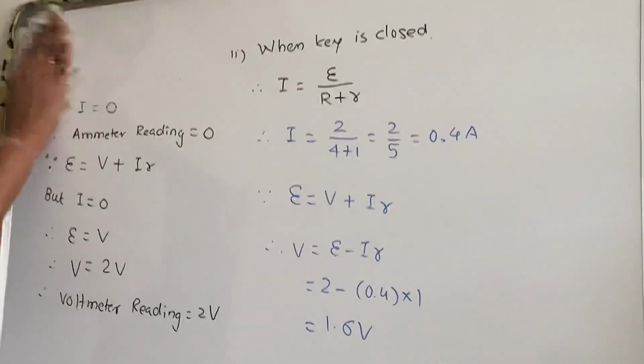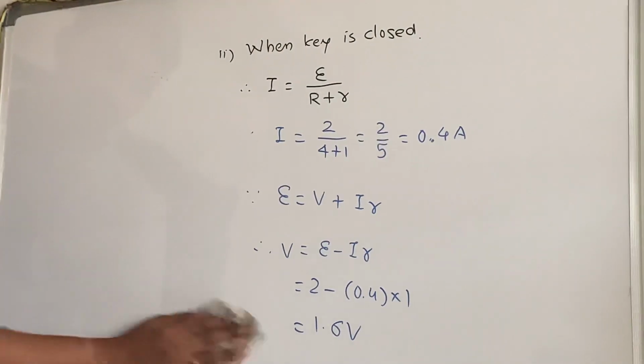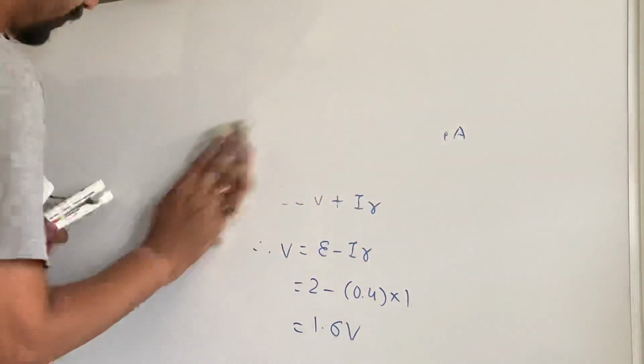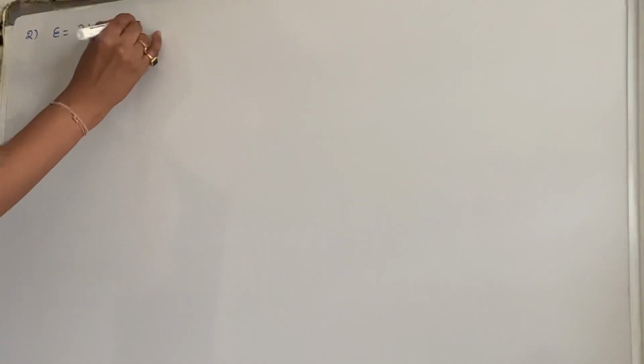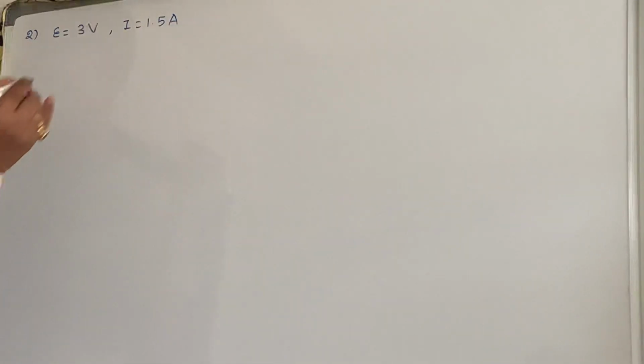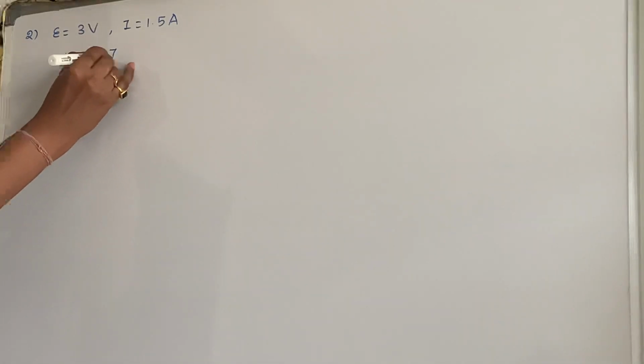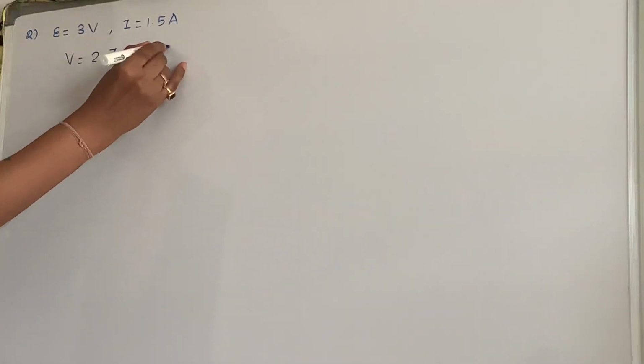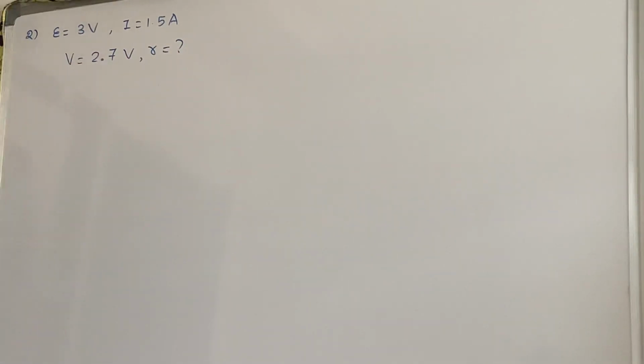We'll go with the second question. In the second question, a battery of EMF 3 volt, EMF is given, which is 3 volt, supplies a current. The current value is given as 1.5 ampere. Terminal voltage is given, which is 2.7 volt. They want the internal resistance, small r.